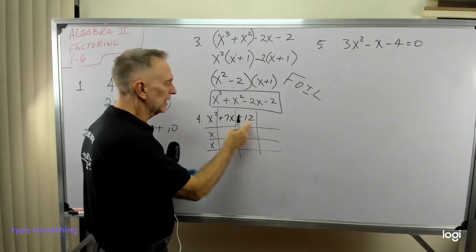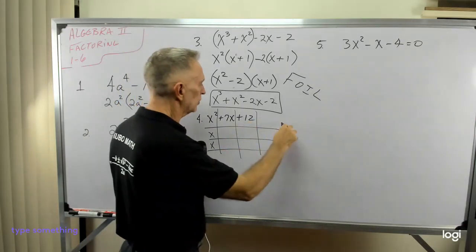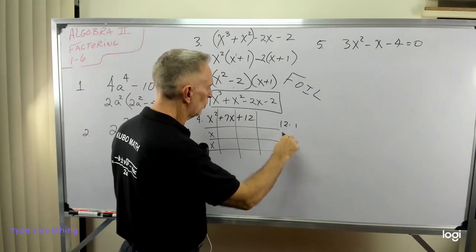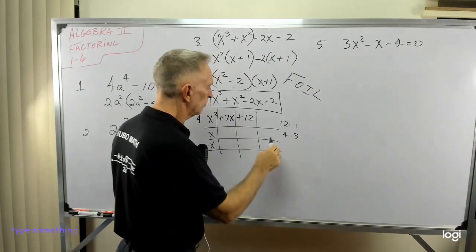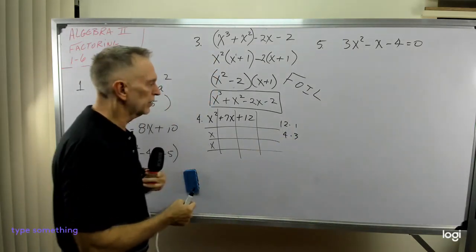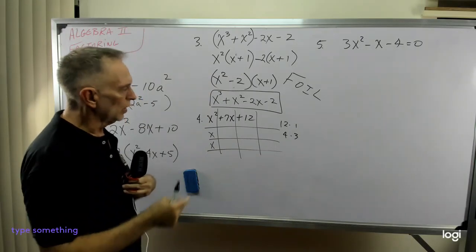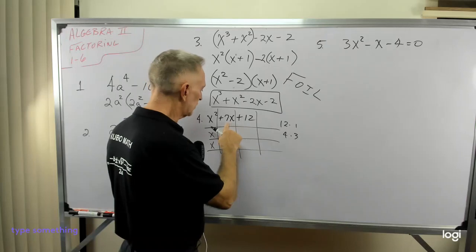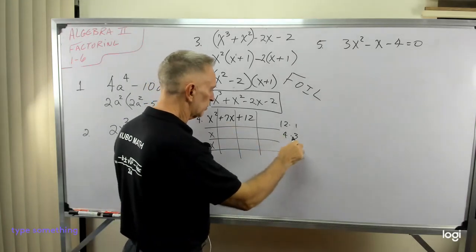Now let's look at the last term. Let's take the factors of 12. Well, that's 12 times 1, 4 times 3. Both of those multiplied together give me 12. But which one of them, if I add them together, gives me 7? 4 plus 3.